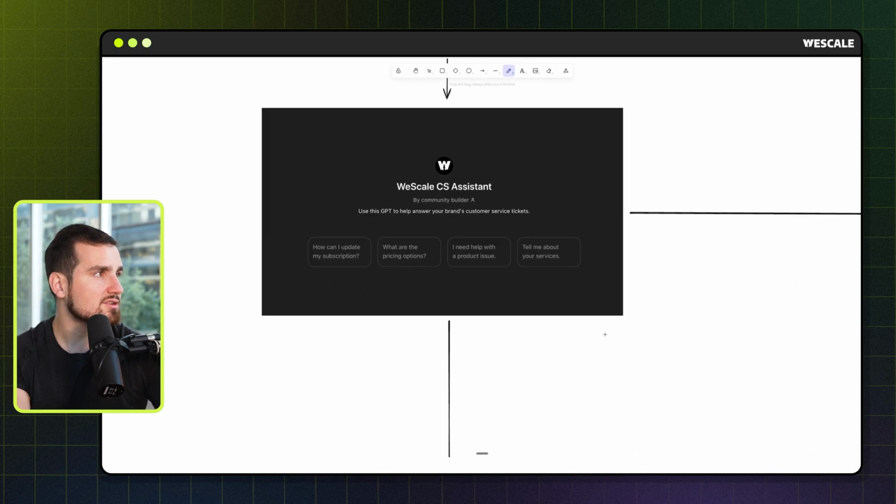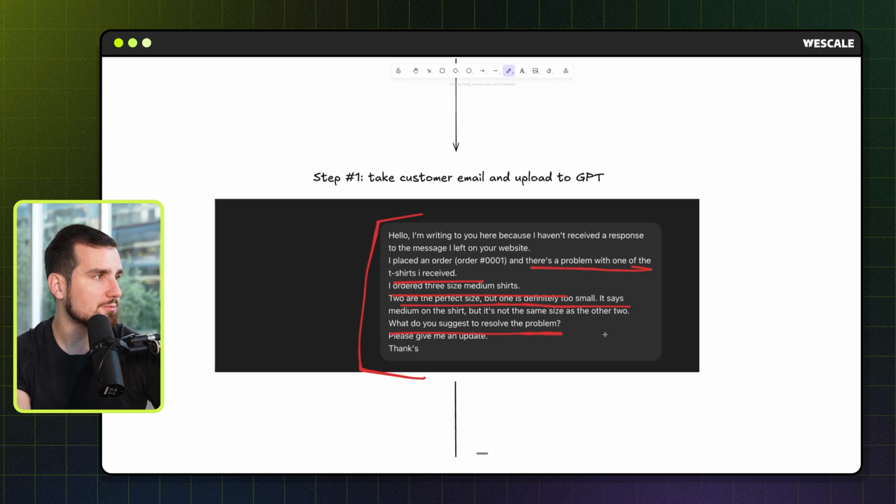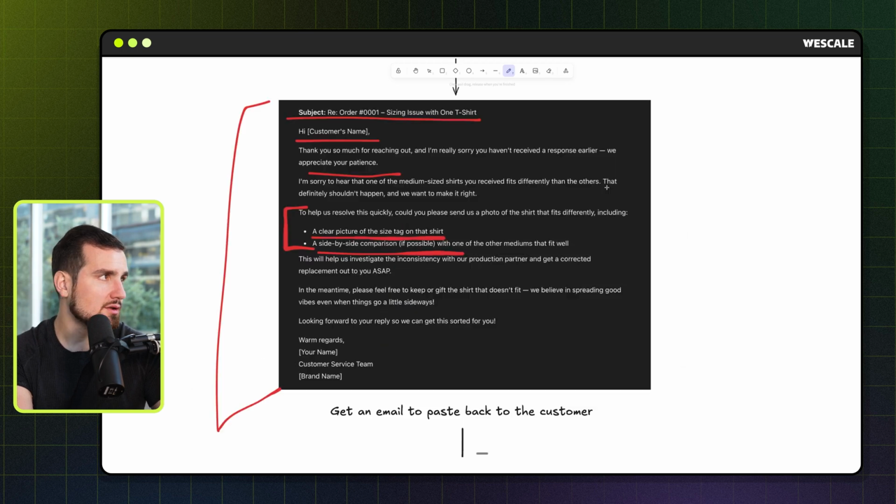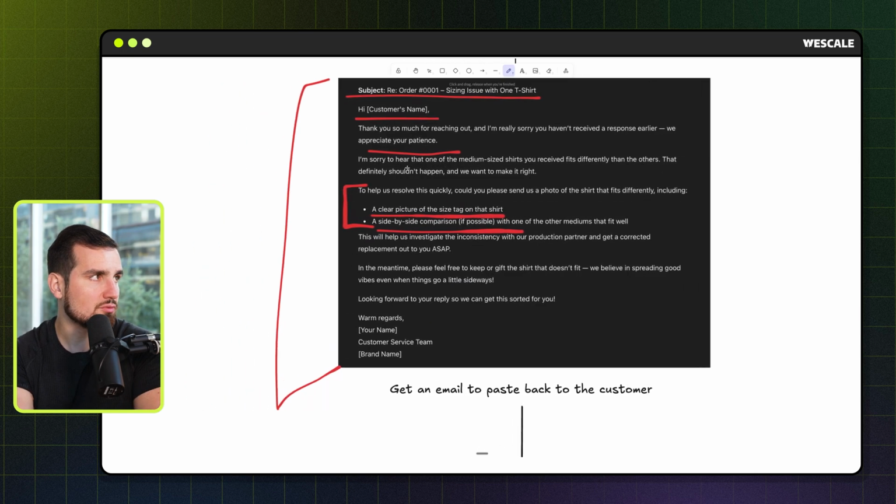So WeScale CS Assistant, let's see some examples. So step one, take your customer email and copy paste it into the GPT. Next, what it does is really important.